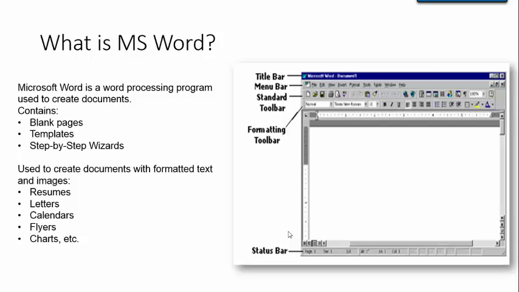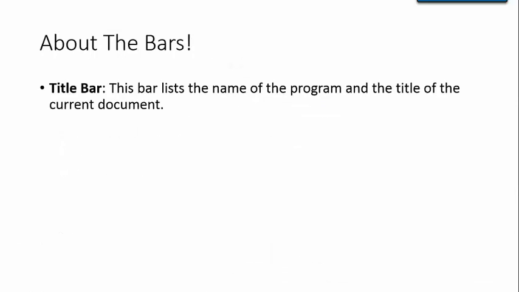As you can see from the illustration here, there's a title bar, and the title bar usually tells you something about the program you have open and the name of it. Right, you have a menu bar, a standard toolbar, a formatting toolbar, and at the bottom you have a status bar. So let's talk about those bars.